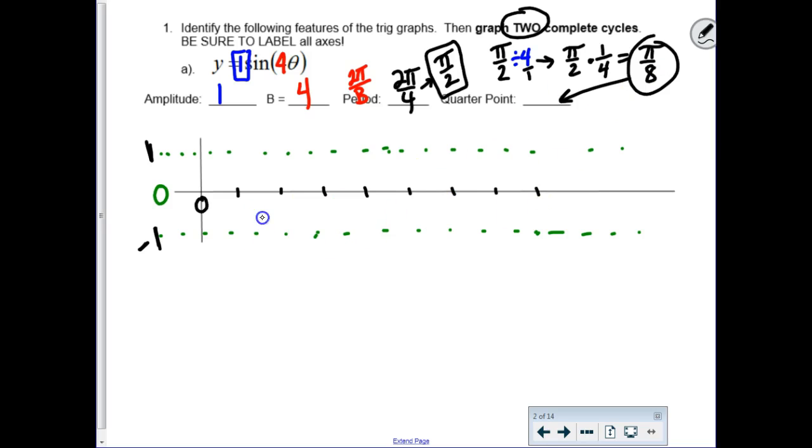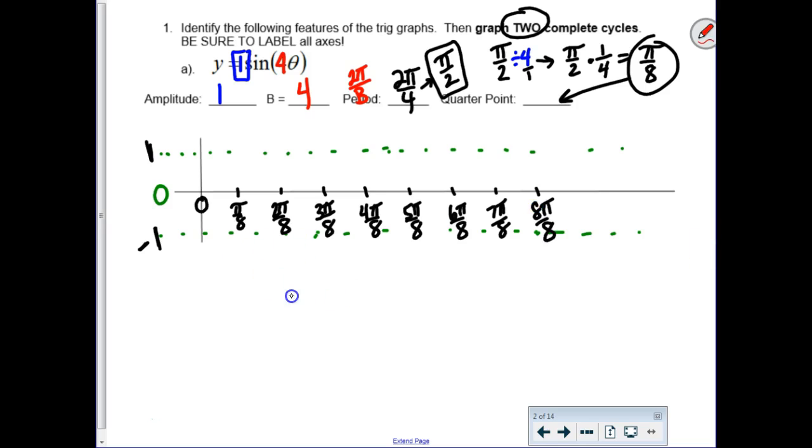Remember, we're counting by pi over 8, so this is 1 pi over 8. This could just be left as 2 pi over 8, 3 pi over 8, 4 pi over 8. I know that reduces, but if you want to leave it, go ahead. 5 pi over 8, 6 pi over 8, again that reduces, but just leave it. 7 pi over 8, and 8 pi over 8.